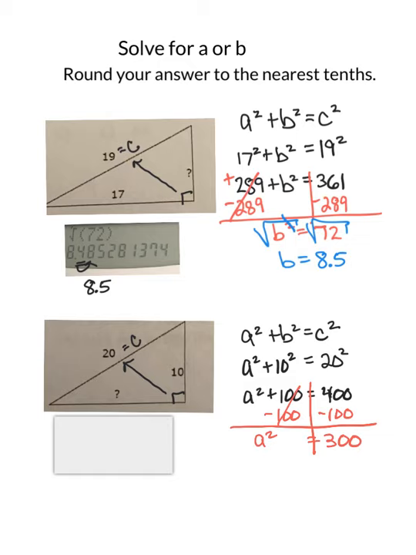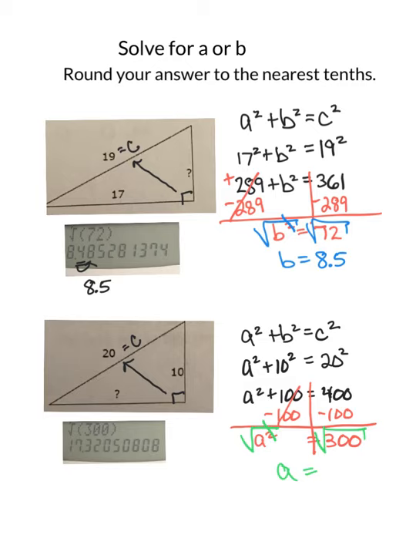So again, we have this a squared. We want to get a by itself. So what's the inverse operation of a square? Well, that is square root. Squares and square roots cancel each other out. So we're going to have a equals, so let's do the square root of 300 in our calculator, and we're going to get this decimal.